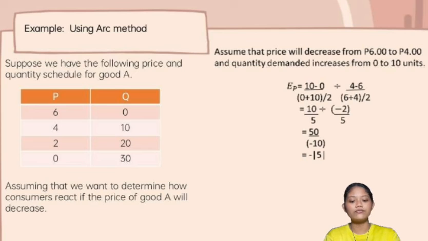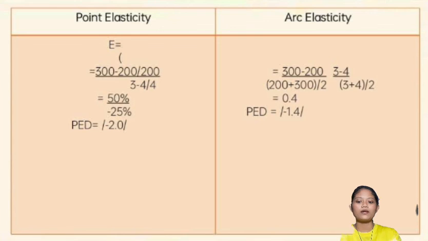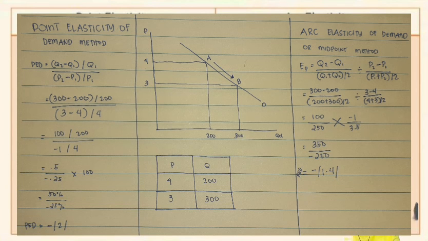50 divided by negative 10 is equal to negative 5, so our price elasticity of demand is negative 5, or 5. This is an example of a demand curve, showing that the demand for notebooks increased from 200 to 300, and the price decreased from 4 to 3. So the original price is 4 and the new price is 3, and the original quantity is 200 and the new quantity demanded is 300.